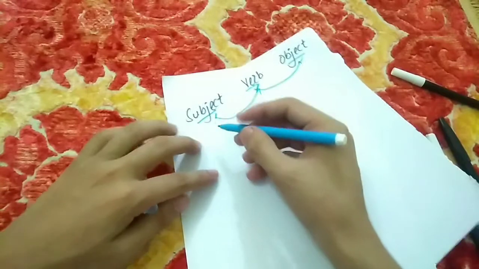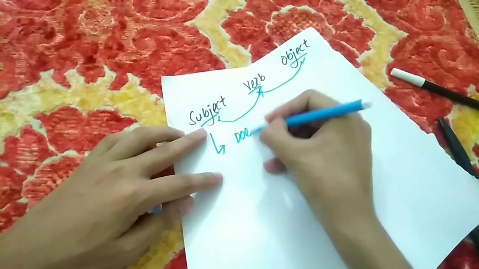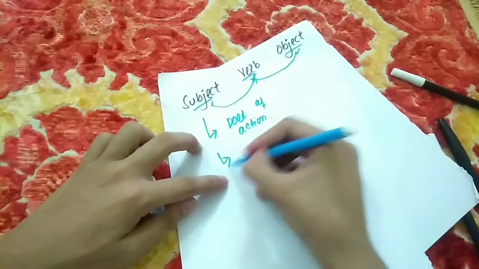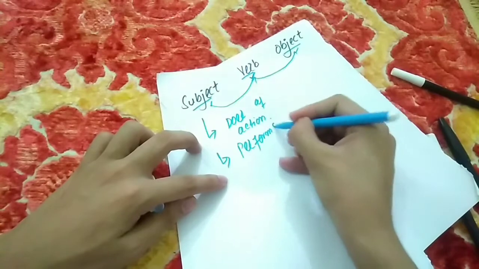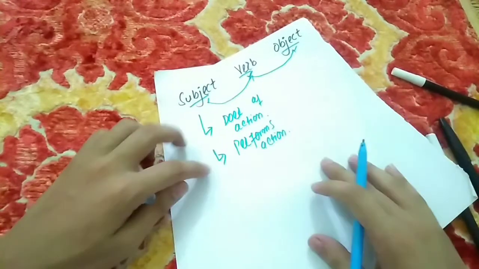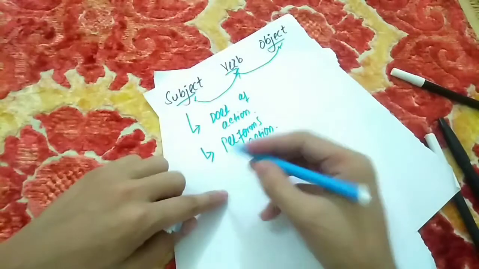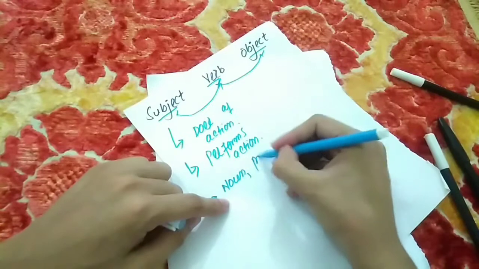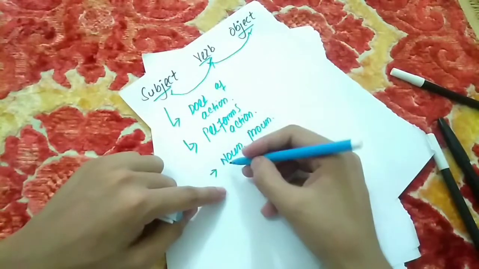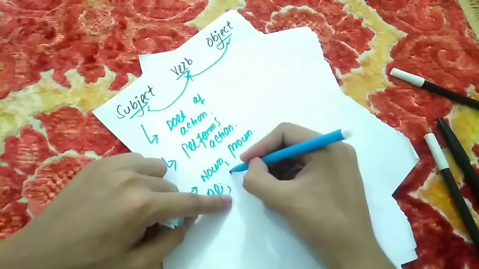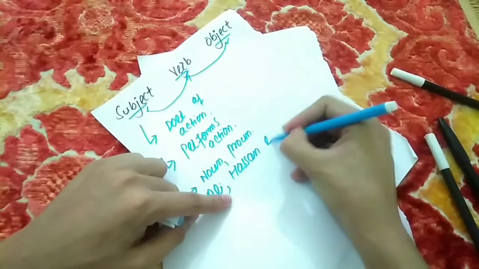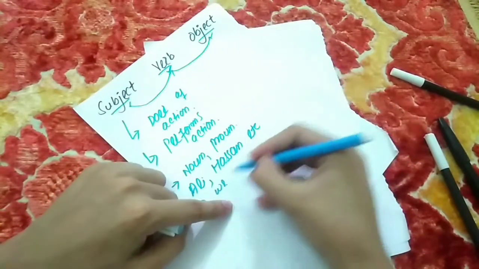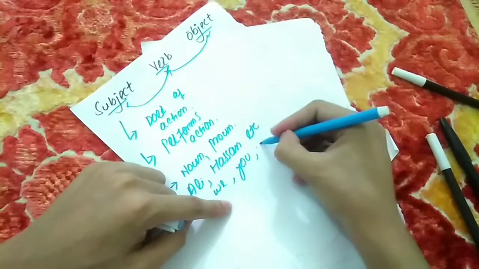First of all we are going to discuss subject, the doer of action. The doer of action, meaning the one who performs action, is known as subject. Subject may be a noun or a pronoun. It may be a noun like Ali, like Hassan, etc. And it might be a pronoun, like I, we, you, and so on.